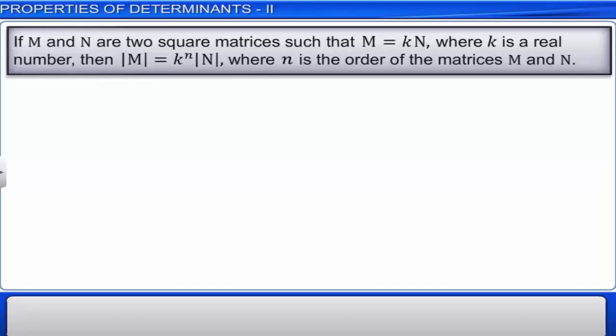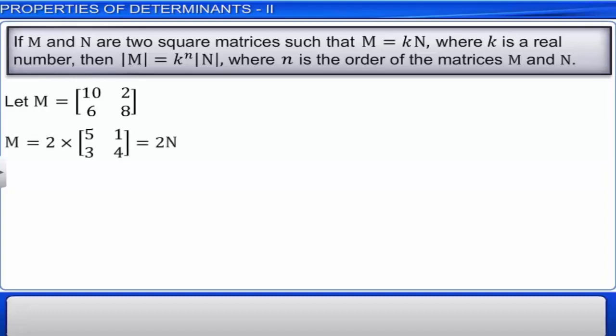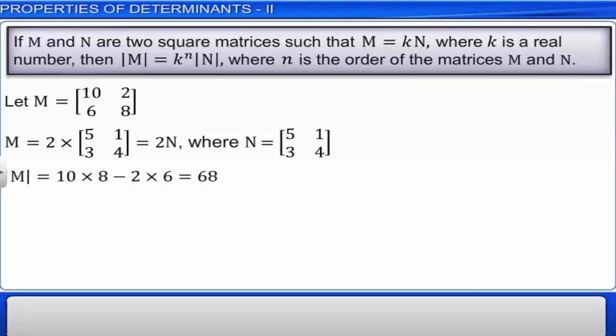Let us apply this result to a matrix M. It can be written as 2 times matrix N, where N is a matrix with the entries 5, 1 in the first row and 3, 4 in the second row. On evaluating, determinant M is equal to 68. And on evaluating determinant of N, we get 17. Observe that determinant M is equal to 2 square into determinant N. This verifies the result.